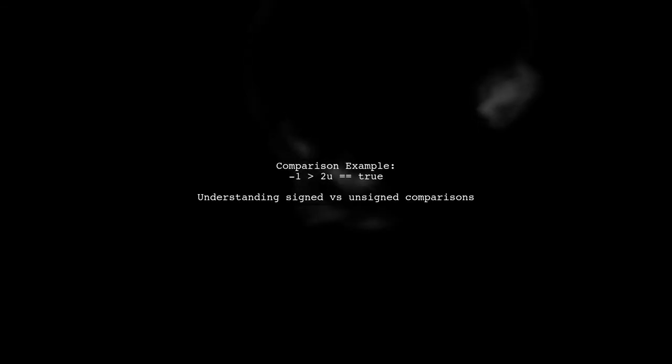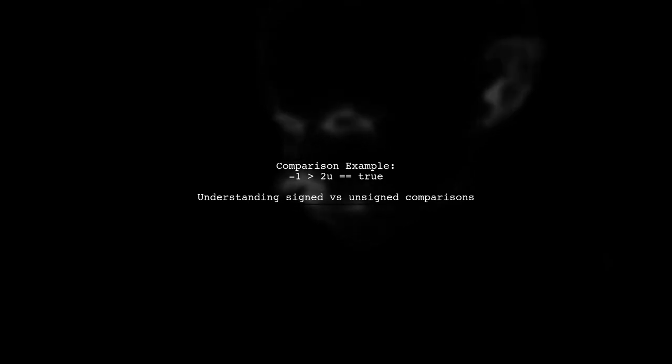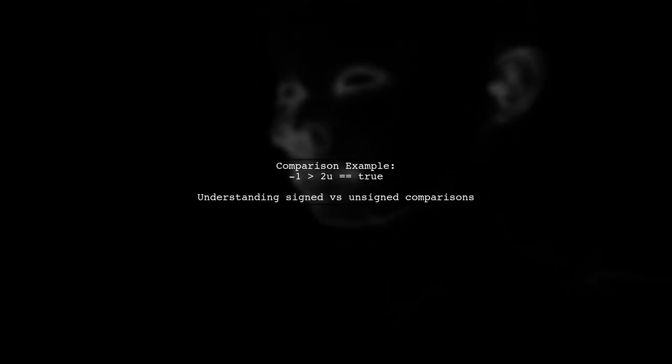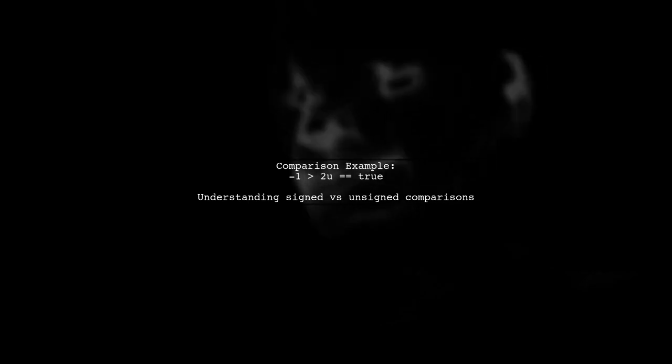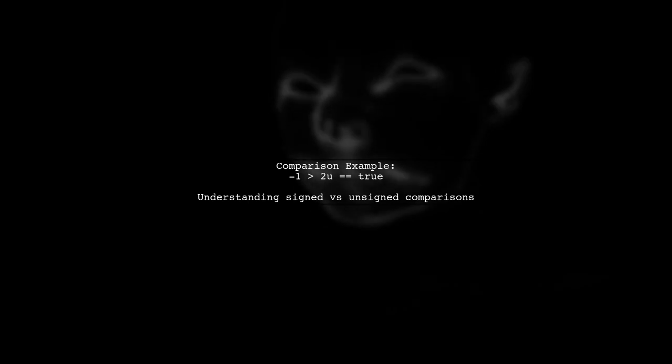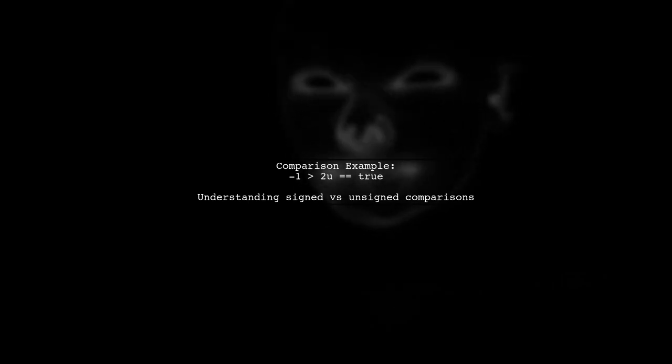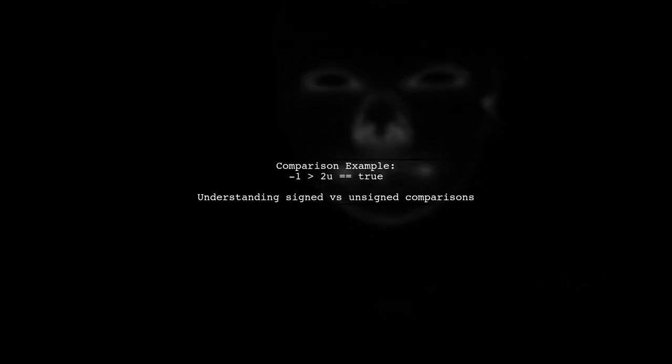So let's continue on. In C and C++, comparing signed and unsigned integers can lead to unexpected results. For example, the expression -1 > 2 as an unsigned integer evaluates to true. This is due to how the language handles type promotion.